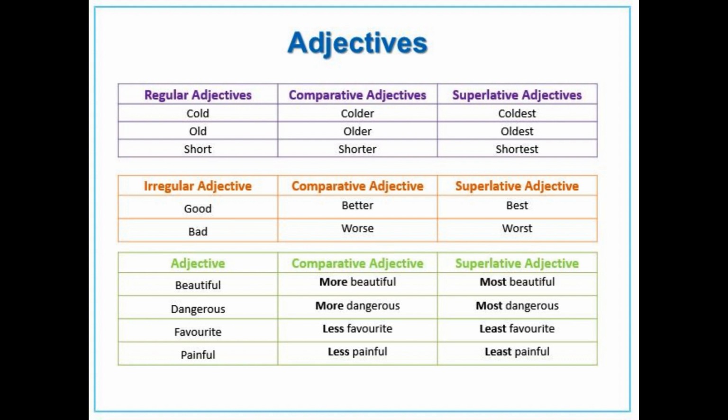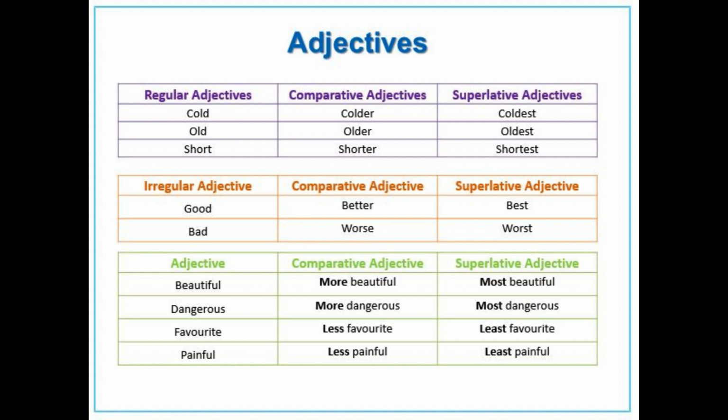The second type of adjectives are irregular adjectives. I hope you know what irregular verbs are. It's the similar science behind irregular adjectives. However, there are very few irregular adjectives in the English language. The two main ones are good, which changes into better, and best in the superlative form, and bad changes into worse and worst in the superlative form.